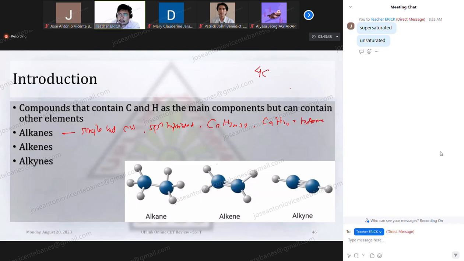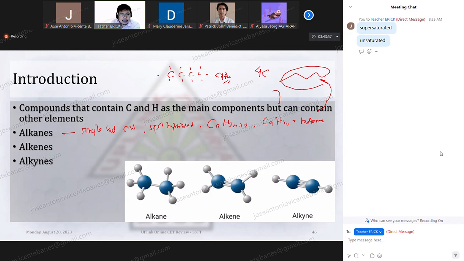I can draw it for you if you want. So 1, 2, 3, 4 carbons, and 1, 2, 3, 4, 5, 6, 7, 8, 9, 10 hydrogens. So therefore, C4H10. So that should be your alkane. And alkanes are basically your single bonds. These are your alkanes.